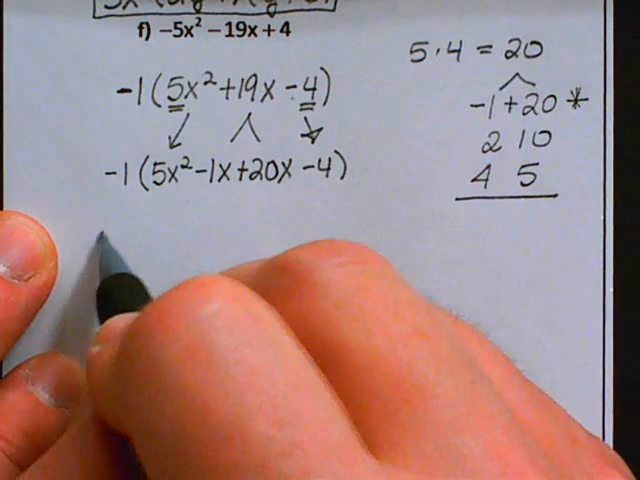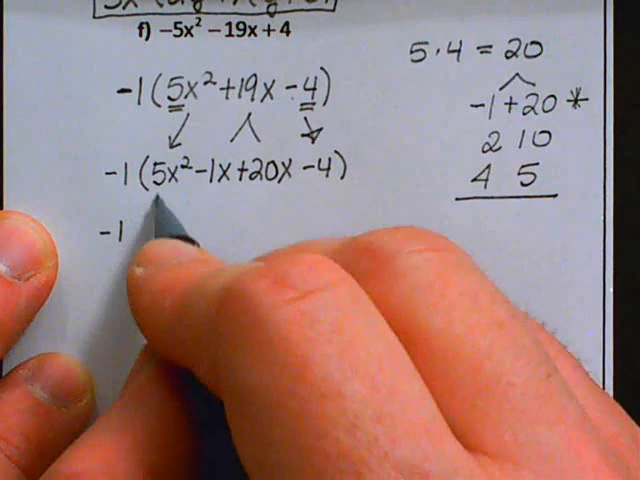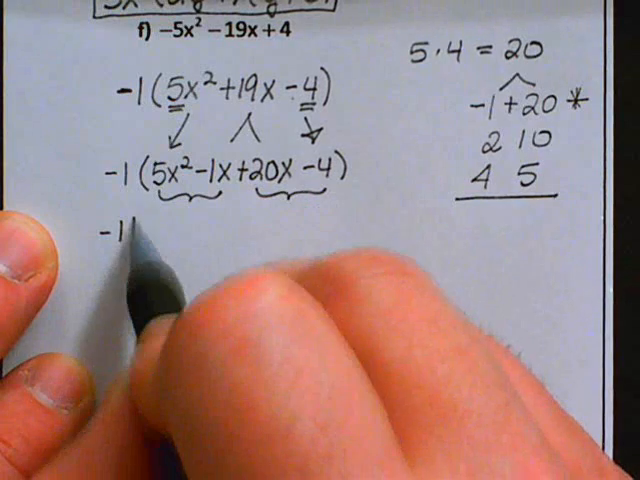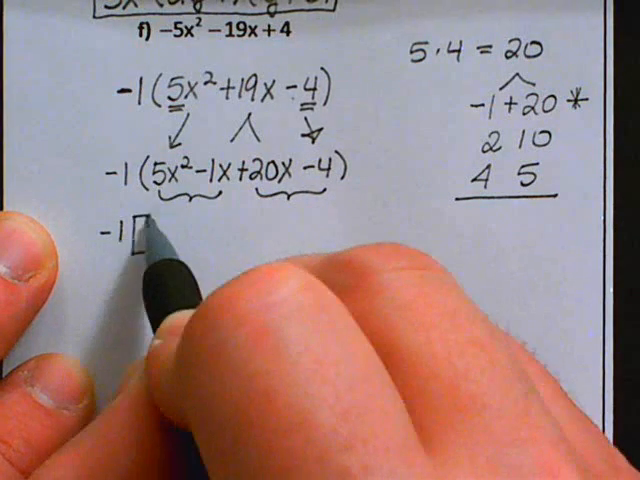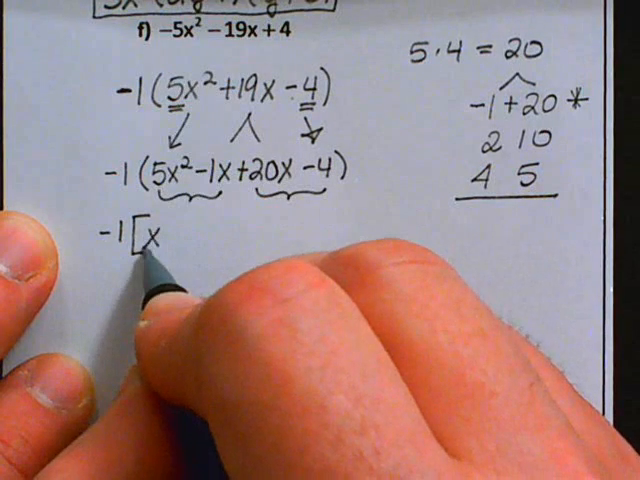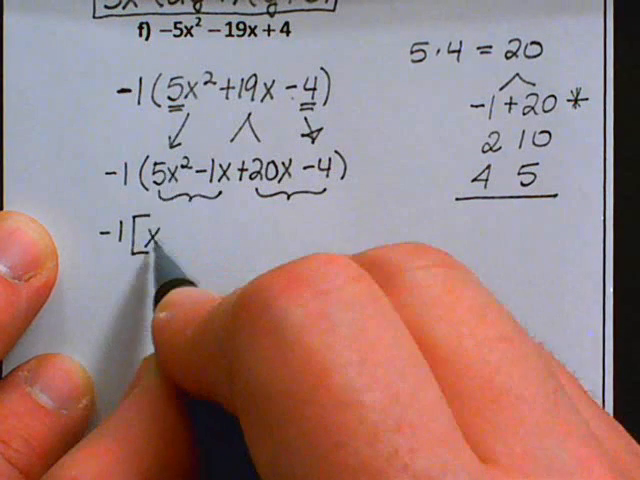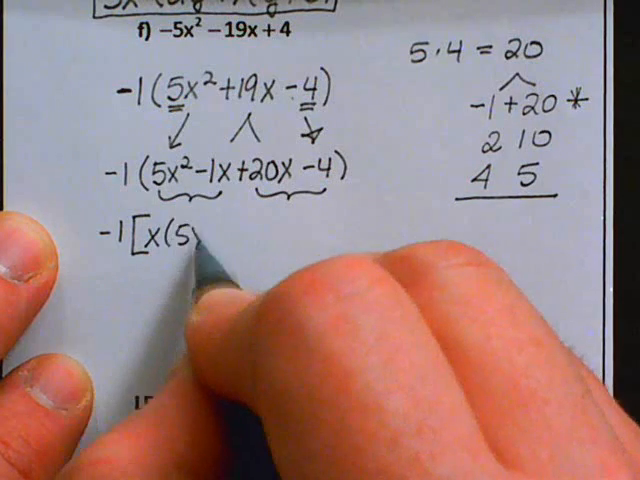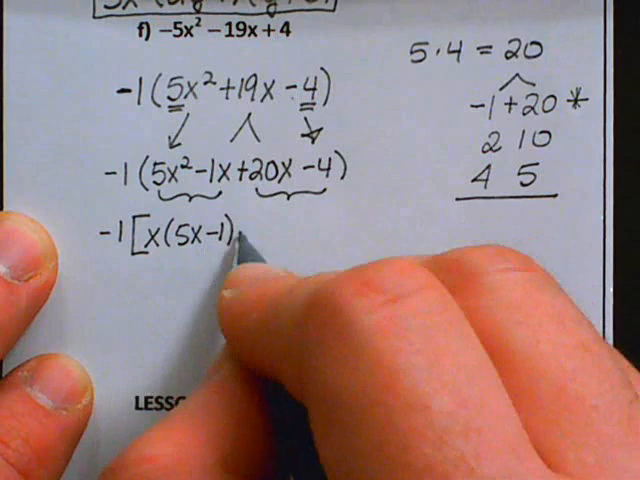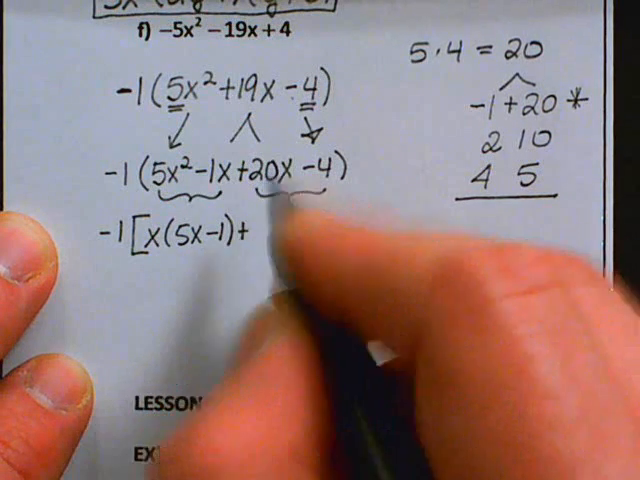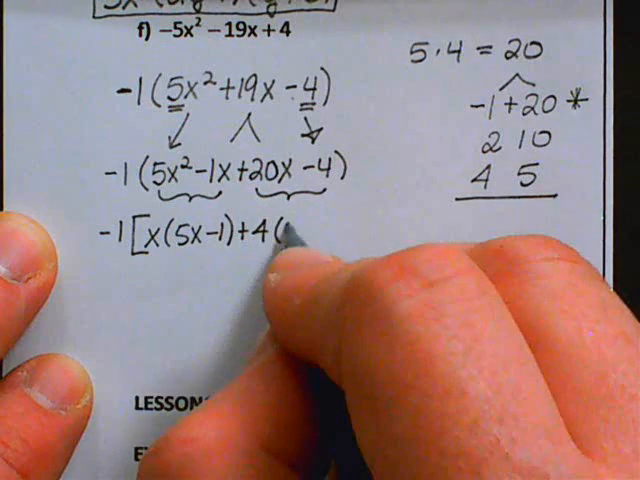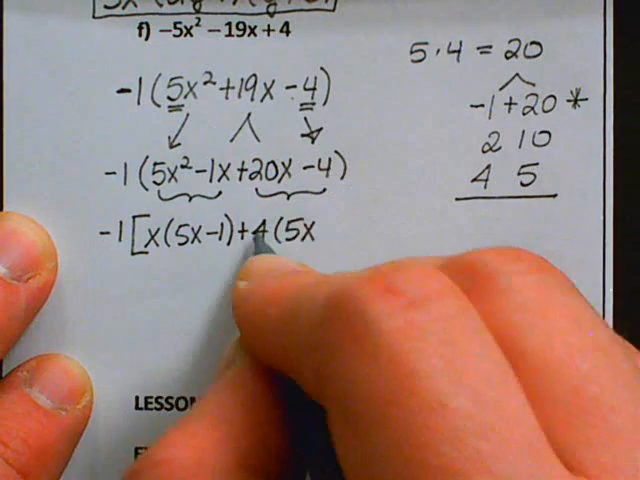Then we're going to do factor by grouping. So I'm going to put a bracket. What can I factor from the first two? The answer is an x. So 5x squared divided by x is 5x. Negative 1x divided by x is negative 1. Bring down the positive. What can I factor from the last two? 4. 20x divided by 4 is 5x. Negative 4 divided by 4 is a negative 1.